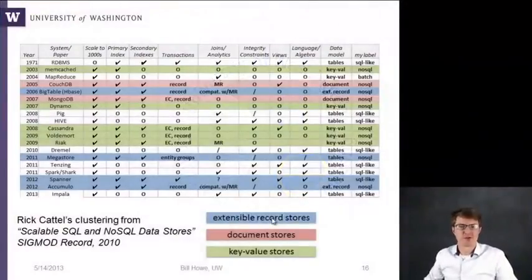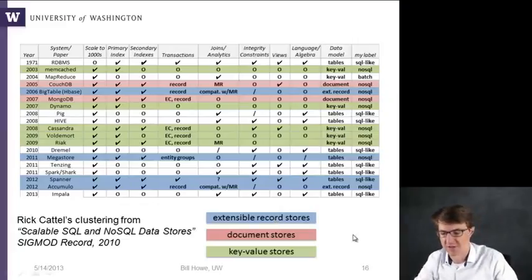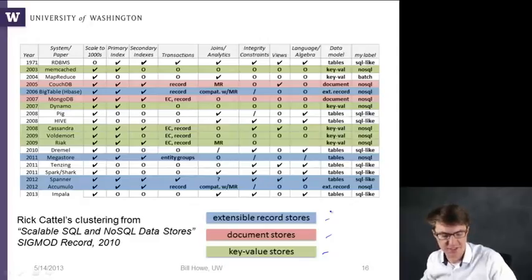So Rick Cattell wrote a nice paper in 2010 about scalable SQL and NoSQL data stores where he had a taxonomy of these systems and placed popular instances of these systems into that taxonomy. And so this slide corresponds to his grouping where each color is one of the groups that he defined. So he sort of lumped them into key value stores, document stores, and extensible record stores.